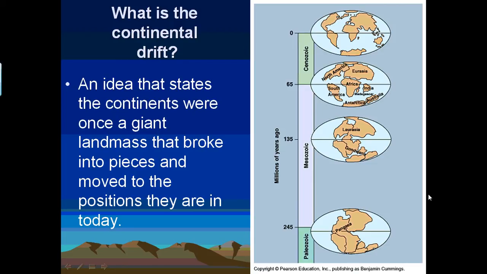If you look at the chart on the right-hand side, at the very bottom, this is almost 300 million years ago. This is the Paleozoic time period where you see Pangaea. As we move up the scale, going towards the top, you see that the continents are moving to where they presently are today. So this is the theory of continental drift, the idea that the continents were once together and now they're spread out into what they currently look like today on Earth.